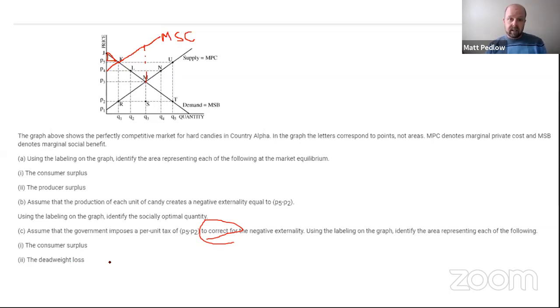And if they ask you things like explanation points, because on here it says identify the area representing each. So you say none, but if they ask, well, explain why, because you're at socially efficient and there's no deadweight loss. That's some of the practice stuff that we're doing here.